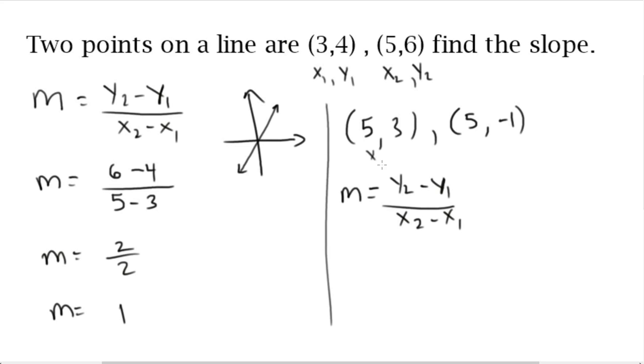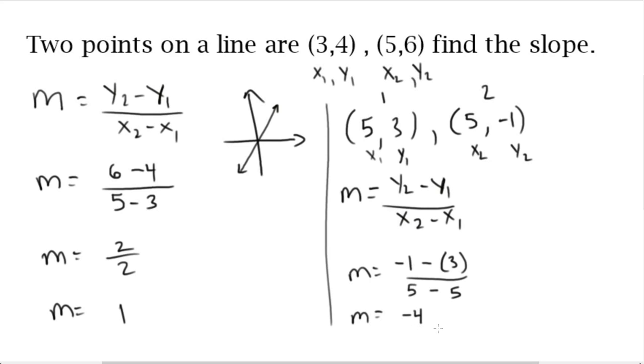So I got x1, y1, x2, y2 labeled, and it's really not necessary. If you just take this as 1 and take that as 2, you won't have to do that. So m equals y2 minus y1, which is negative 1 minus 3, all over x2, which is 5, minus 5. But it is helpful if they're labeled. It just makes it that much easier. So negative 1 minus 3 is going to give me a negative 4.